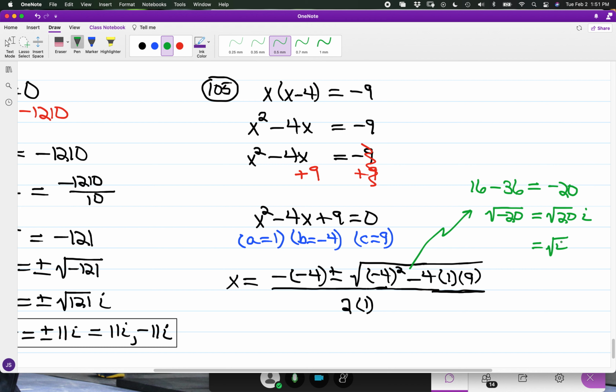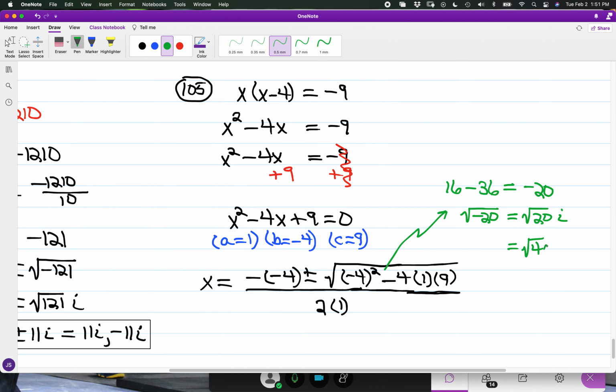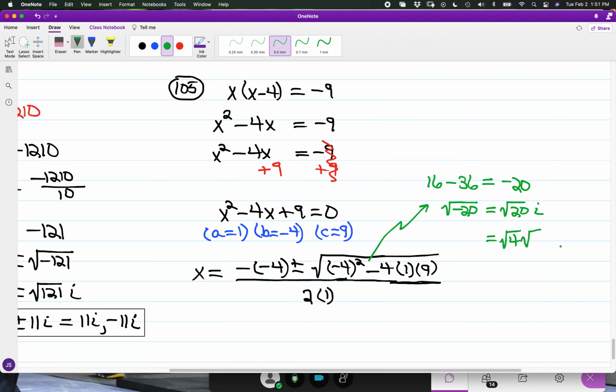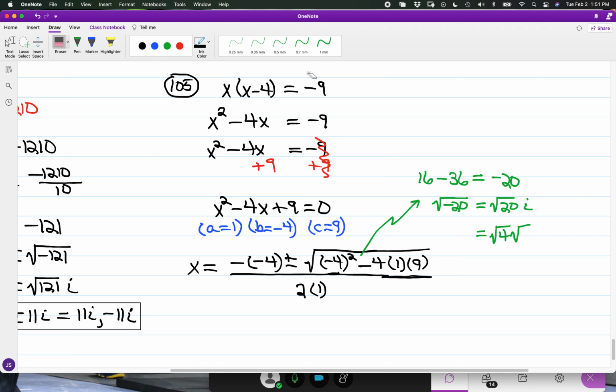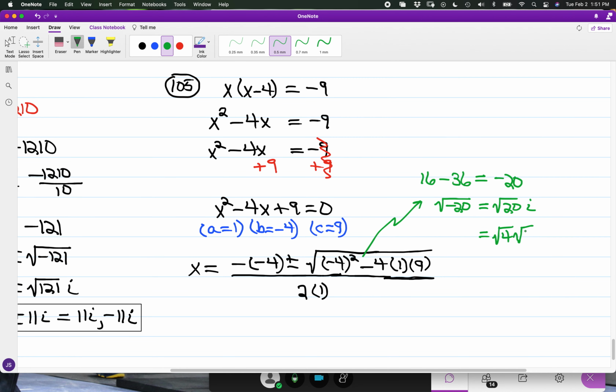The highest perfect square that will go into 20 is 4. So I can branch out, saying we have the square root of 4 times the square root of 5 times i. In reduced terms, we have 2 times the square root of 5 times i. And so just taking what we have and putting it back.